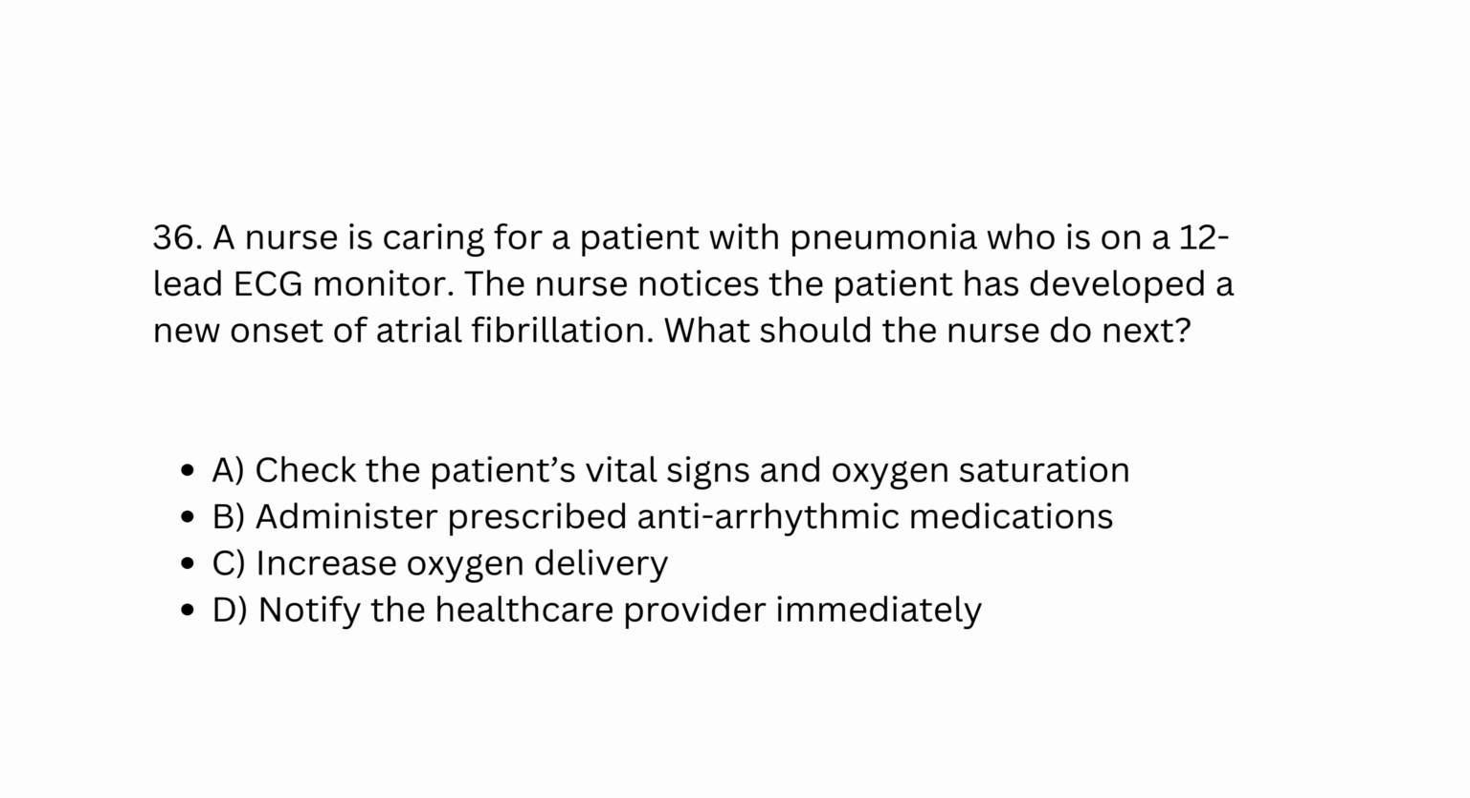36. A nurse is caring for a patient with pneumonia who is on a 12-lead ECG monitor. The nurse notices the patient has developed a new onset of atrial fibrillation. What should the nurse do next? A. Check the patient's vital signs and oxygen saturation. B. Administer prescribed antiarrhythmic medications. C. Increase oxygen delivery. D. Notify the healthcare provider immediately.